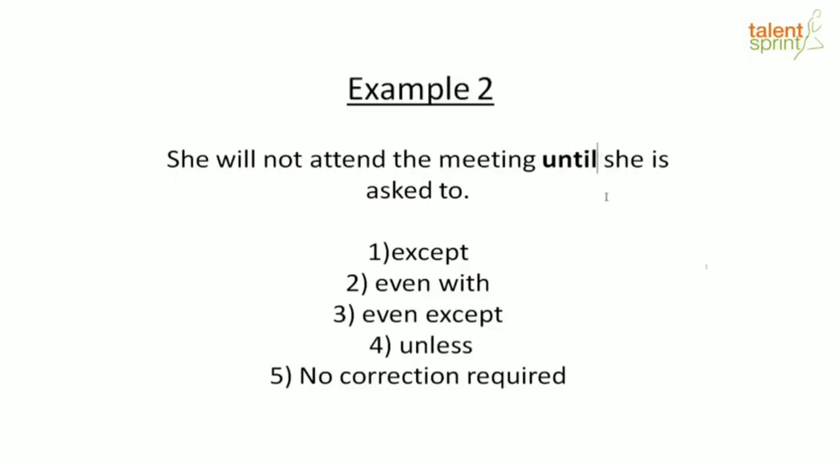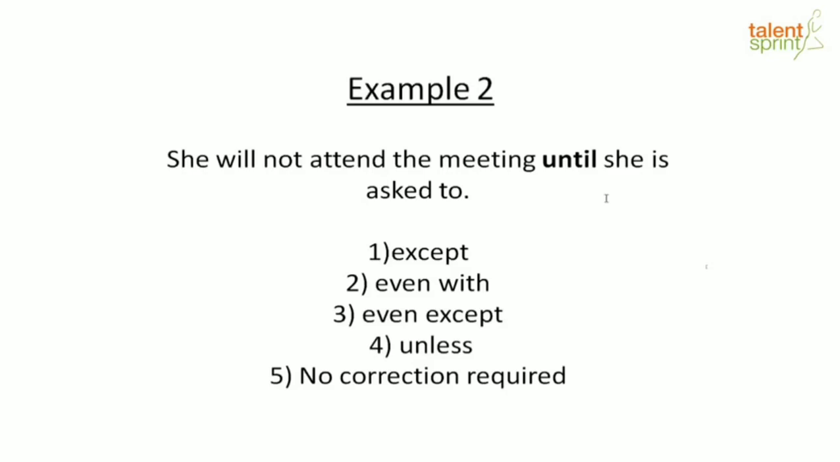Right? Let's move to our second example pertaining to conjunctions. She will not attend the meeting until she is asked to. So again, the highlighted word here is until. And my options are except, even with, even except, and unless. And then I have no correction required. Now let's look at our options and see if any of these options fit in the context if I have to substitute until. She will not attend the meeting except she is asked to.